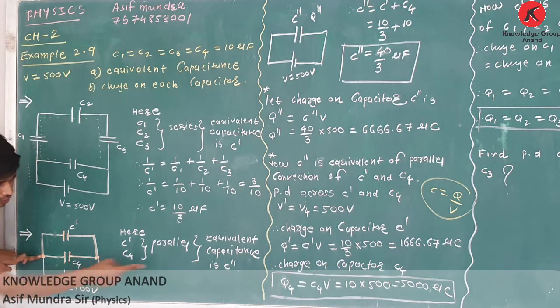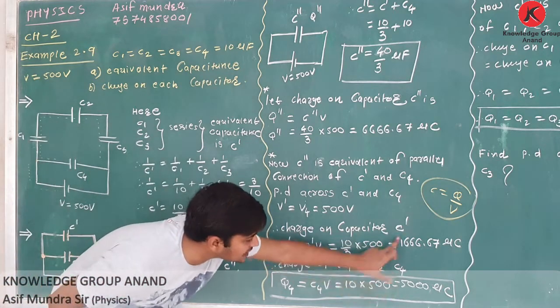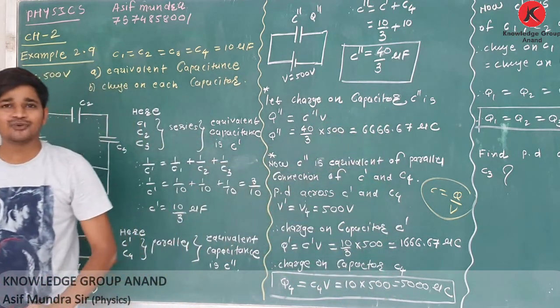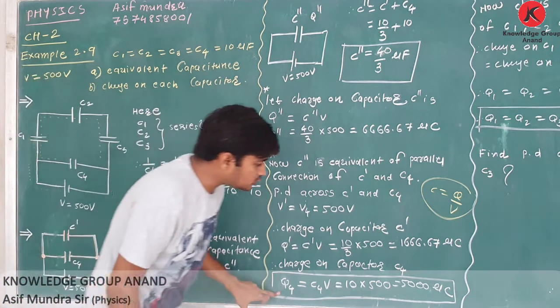In C4, Q4 is 5000, and in this branch it is 1666.67. So if you add these two charges, you will get this, and it is according to the law of conservation of charge. 6666.67 charge is flowing, divided into two parts. Here it is 5000 and here it is 1666.67. Clear? Okay, so from this you can verify your answers. Now it is only the charge on C4.